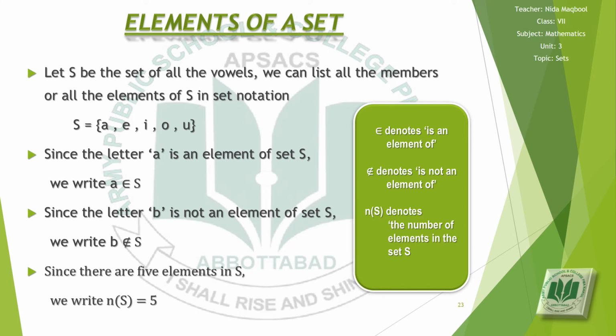Since the letter a is an element of the set S, we write a belongs to S. Since the letter b is not an element of the set S, we write b does not belong to S. Since there are 5 elements in S, we write n(S) = 5. Remember, epsilon denotes is a member of the set, and epsilon with a slash denotes that this object is not a member of the given set. n of the name of the set denotes the number of elements in any given set.